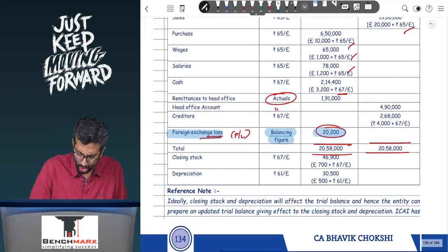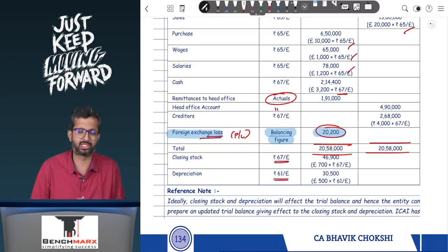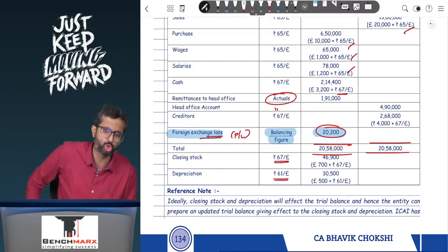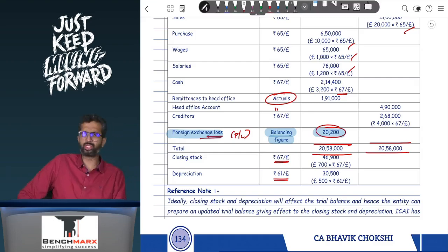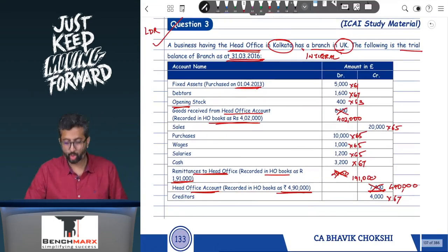Okay, for closing stock as well as depreciation, Institute shows closing stock at the end of the year, so 67. Depreciation will be at the rate on the fixed assets, which is 61. They show it separately, so we also do it. Another alternative could be you rectify the trial balance and prepare everything, but Institute avoids doing that, so we also avoid doing it. So this is pertaining to question number 3.